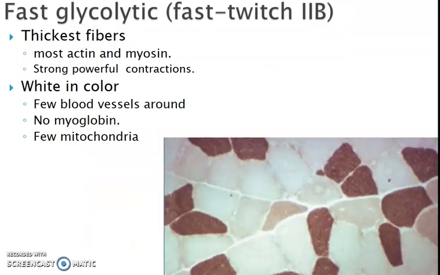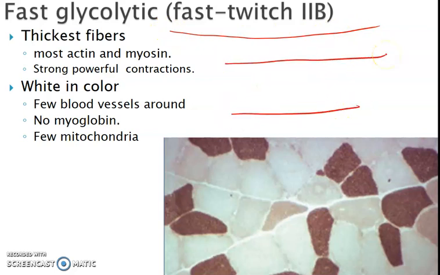Now, fast twitch glycolytic, what I should have been using in that second race, which I did poorly in. That is the thickest fibers, which means it has the most actin and myosin. It is going to be very powerful. Problem is, oxygen cannot diffuse all the way through it. It is so big, which means it's doing something called anaerobic respiration. It is going to get tired very quickly.